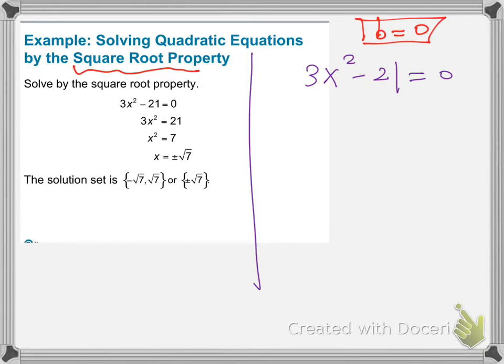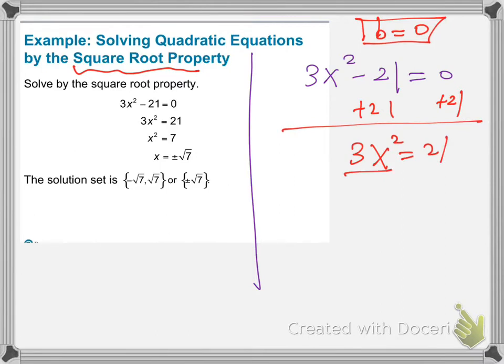So first you can try. You cannot factor this left hand side. So method 1 doesn't work here. So now move 21 from the left to the right. So we got 3x squared is 21. Divided by 3, we got x squared is 7.